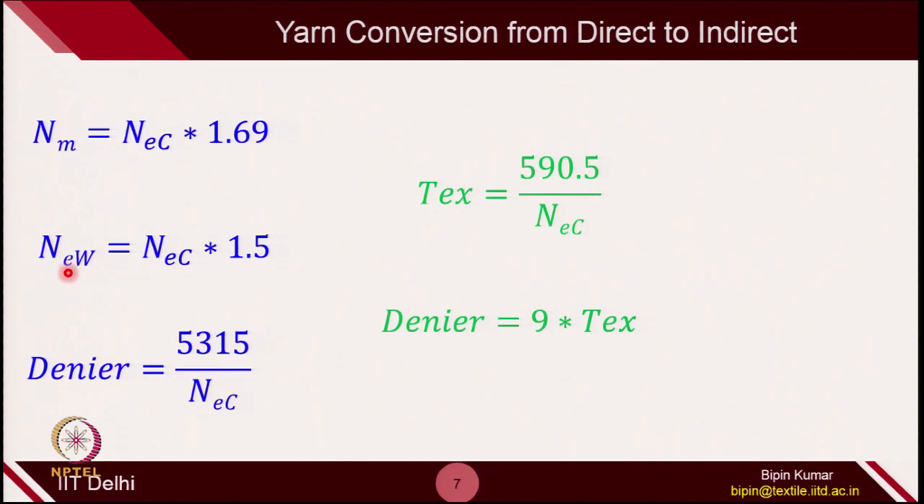English worsted count is connected with English cotton count by a factor of 1.5. So, English count and worsted count are connected by this relation. If you want to relate direct and indirect systems, denier is related to English count by 5315 divided by NEC. Tex is related to English count by 590.5 divided by NEC, and denier is related to Tex by these formulas. You can see how useful these relations are, as you can switch from direct to indirect system at any time.